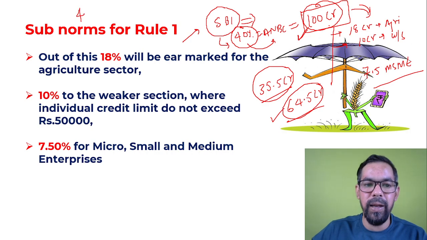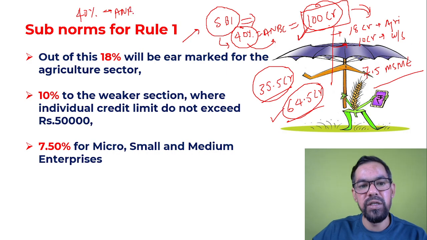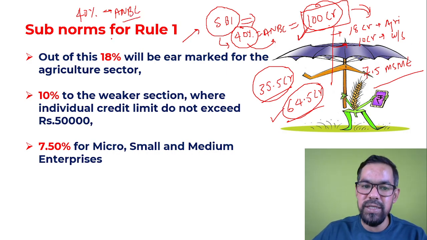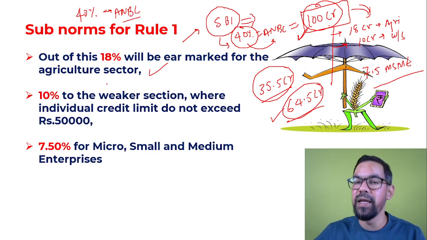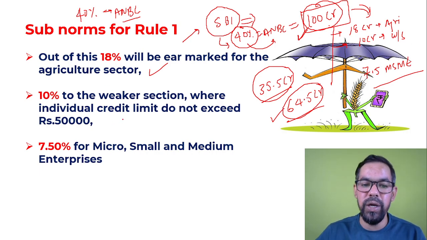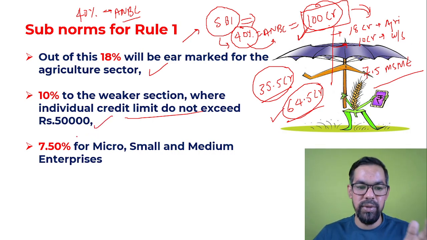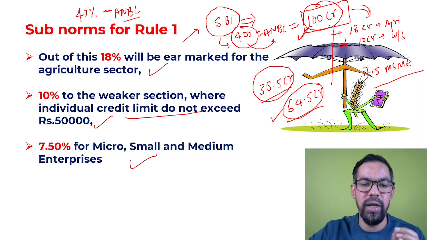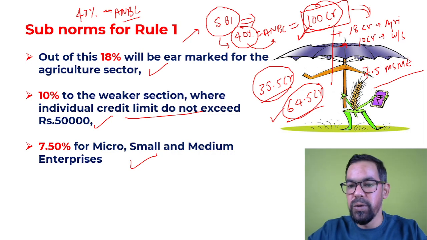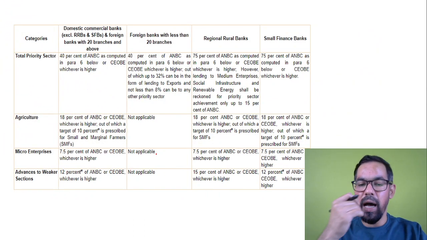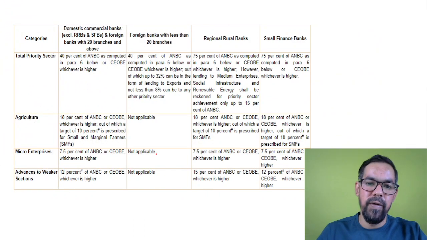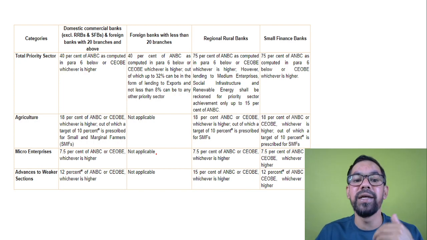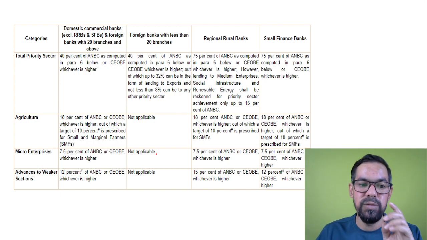So 40% of their ANBC, adjusted net bank credit, they have to lend to the priority sector. Out of this they have to lend 18% in agriculture, 10% to the weaker section where the credit limit does not exceed rupees 50,000, so also remember this norm, and 7.5% for MSME, that is micro, small, and medium enterprises. I hope you get this clearly. Now I took a screenshot from the RBI website. There are some latest developments regarding these PSL guidelines.